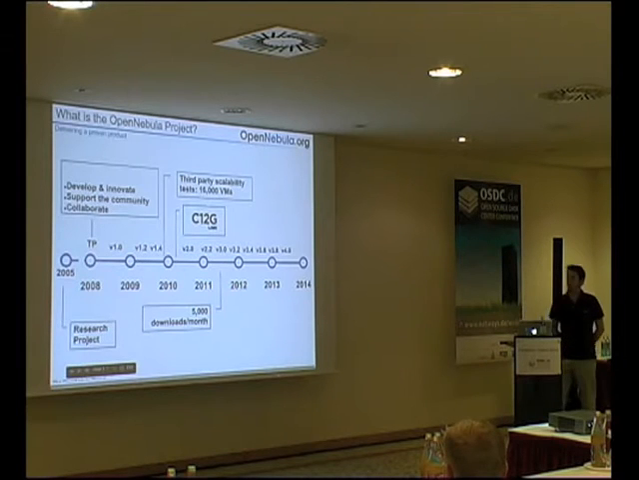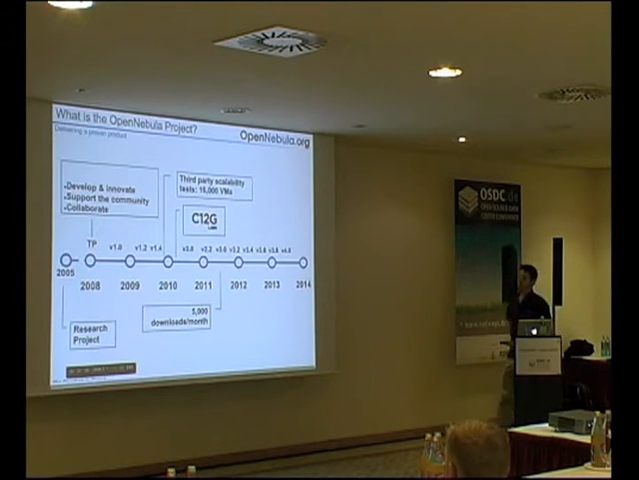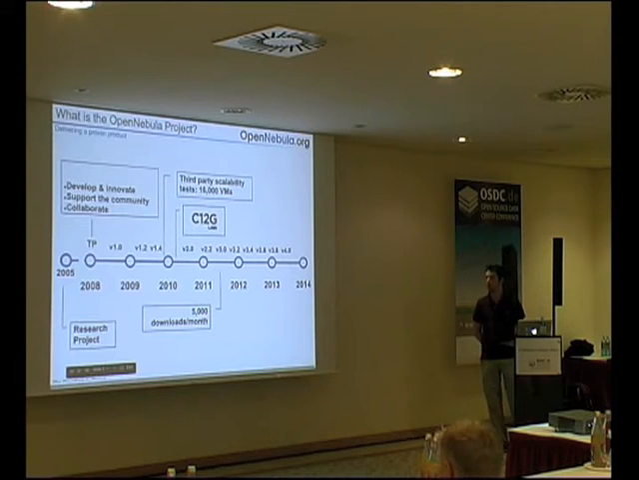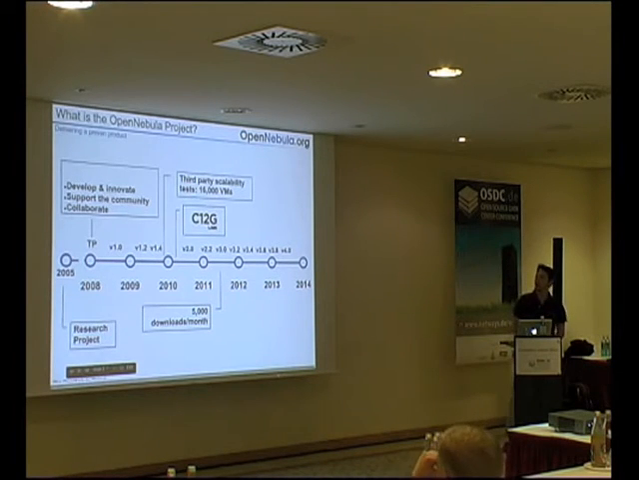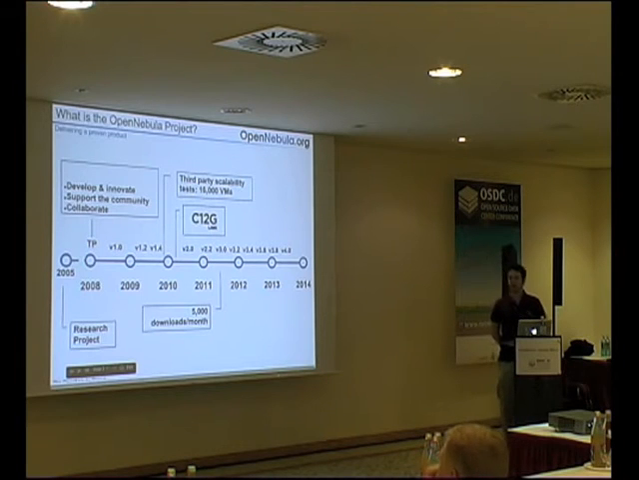Okay, so the OpenNebula project started in 2005 or sometime before that in a research group in a university in Madrid, Spain. It started as a research project, and in 2008 we delivered the first technology preview with the aim of developing and innovating in the field of cloud computing. From that we have various versions of the software until the upcoming 4.0 that is going to be in stable release in probably a couple of weeks.